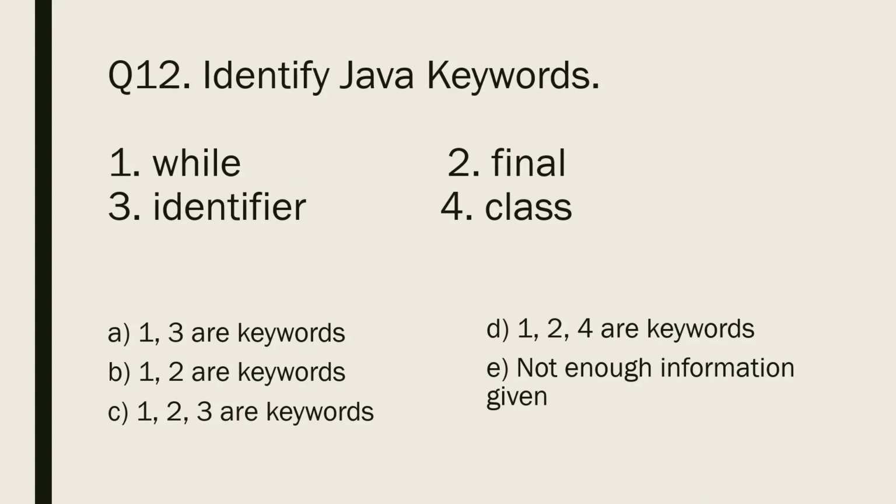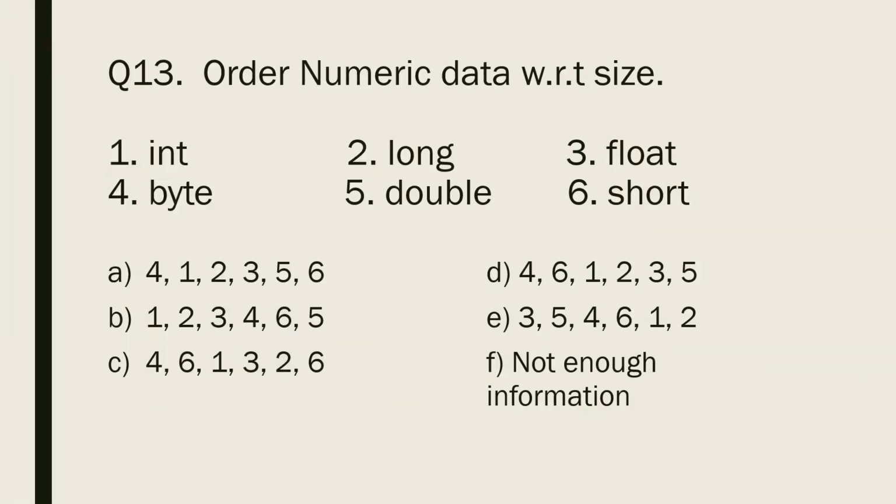Question number 12. Identify Java keywords. 4 keywords are given and you have to choose which are the valid Java keywords and which are not. And choose your answer. Question number 13. Order numeric data with respect to size. So these are the 6 numeric data types given and numbered, and you have to organize them in the ascending order of their size. So there are 6 options. Choose which one is applicable.